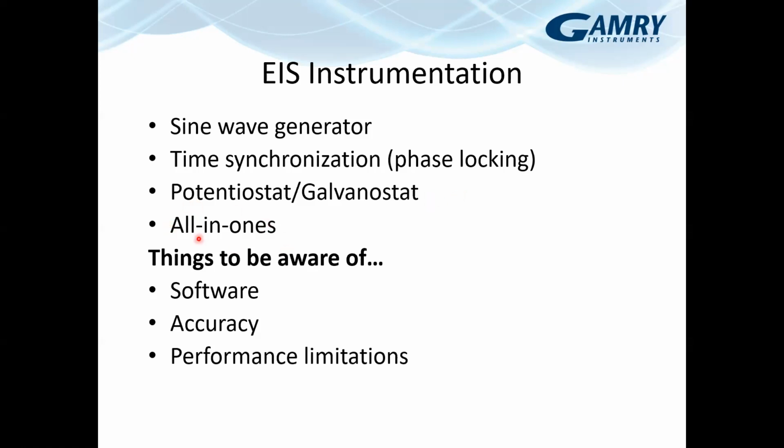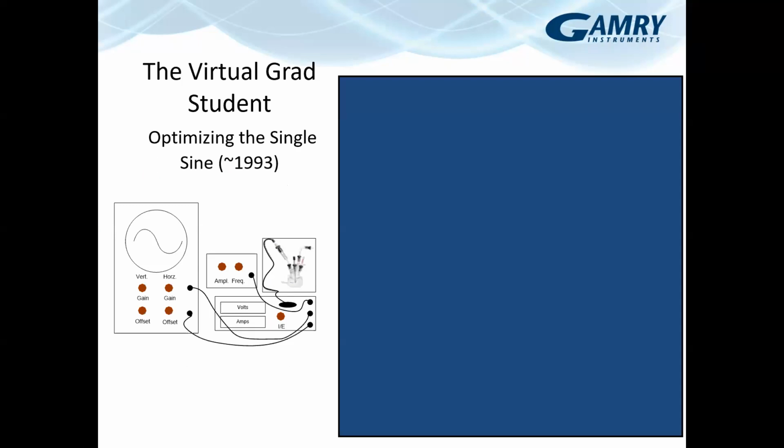All of these are, of course, clumped together into a single instrument. It used to be that these were all separate pieces of instrumentation that had to be used. Now it's relatively easy to actually run an EIS measurement. Still, there are things to be aware of. There's differences between software in terms of setup. There are accuracy and performance limitations of the systems. So, how does the potentiostat actually make this measurement?